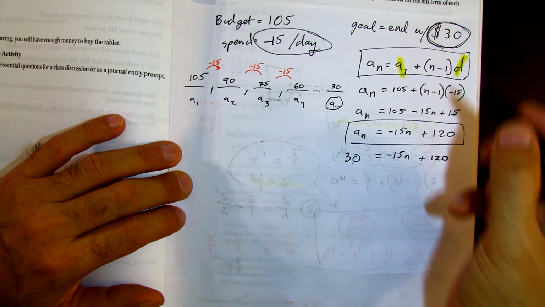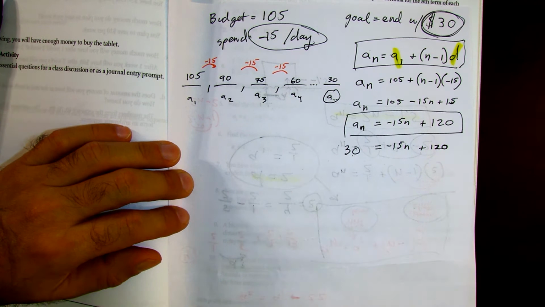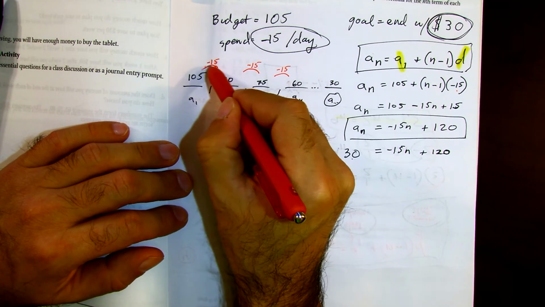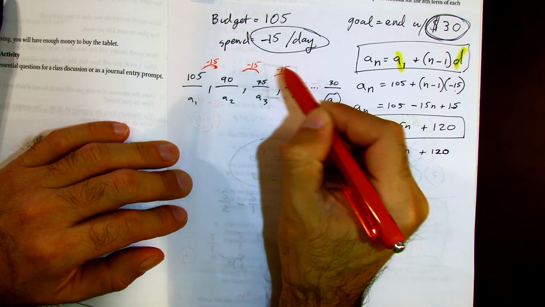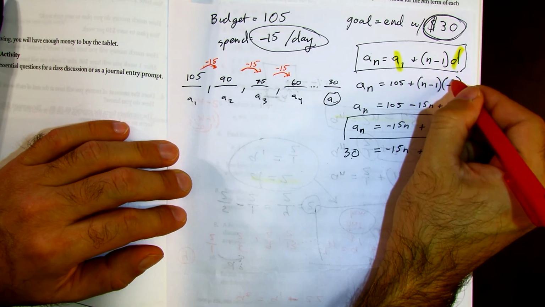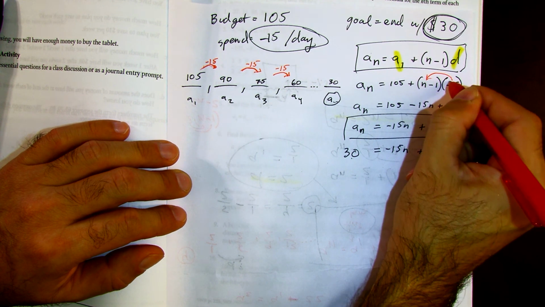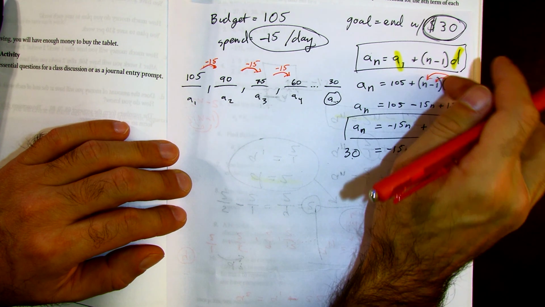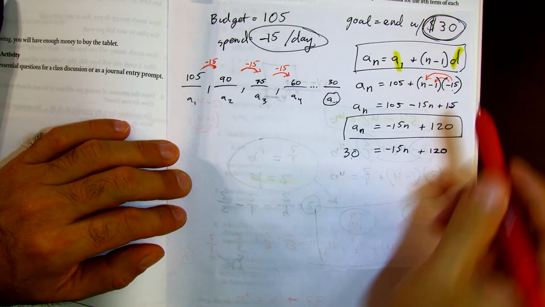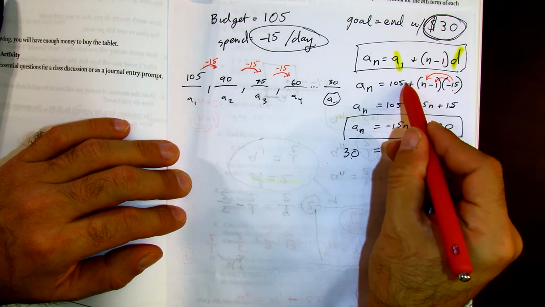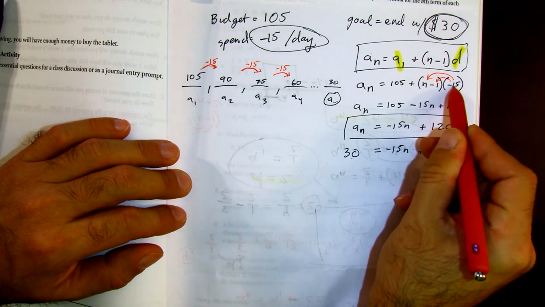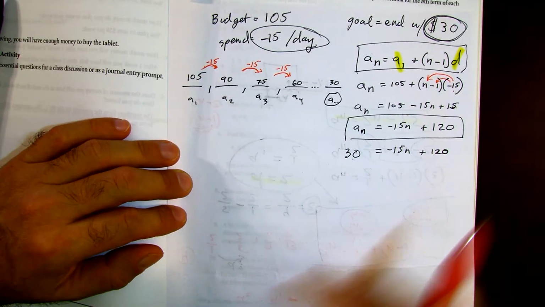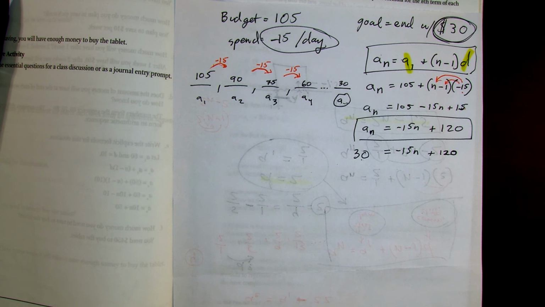How did you get negative 15n? Good question. I got negative 15n because I knew my common difference was negative 15. Why? Because I'm spending $15 a day, right? Each day I spend 15 bucks. So the way I got negative 15n is I have to distribute that negative 15. We can't just multiply it to one thing and not the other. It's that times the whole quantity. So when I multiply it, I ended up with 105 minus 15n, and then plus 15 because it's negative times a negative. Did that help?